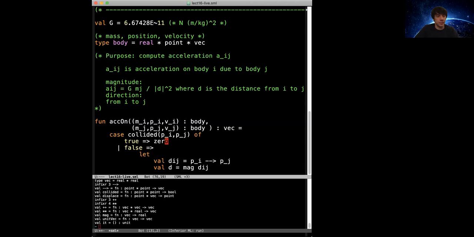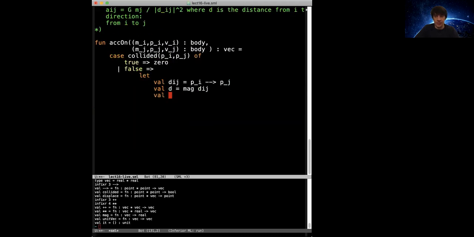And so D, let's write it exactly like the code: the denominator is the magnitude of Dij, and so we can call that D. And so then we could say that the magnitude of the vector we want is G times mj divided by D squared.